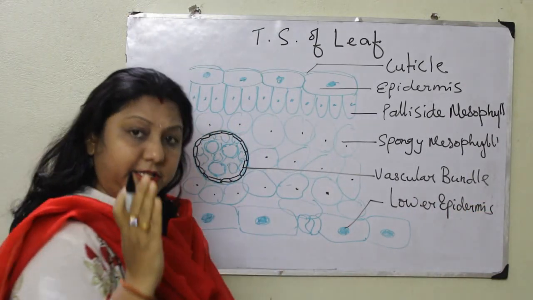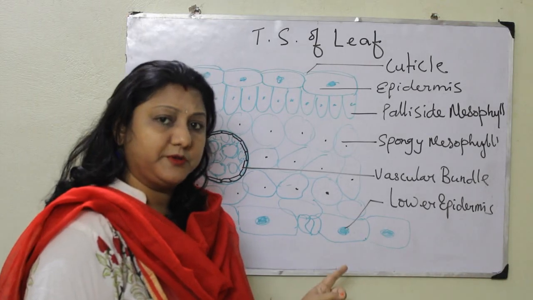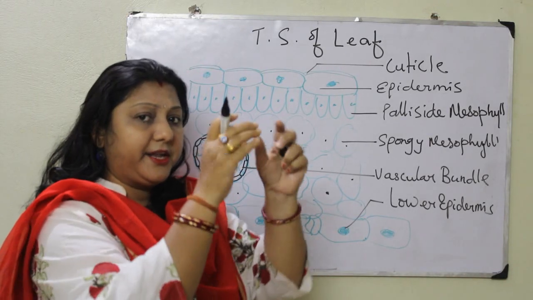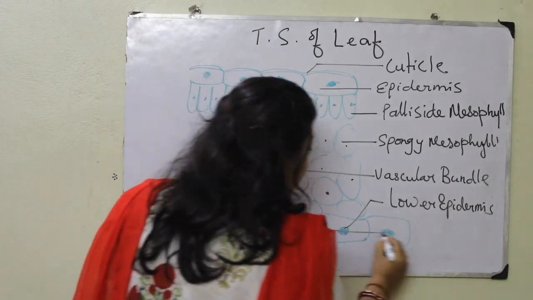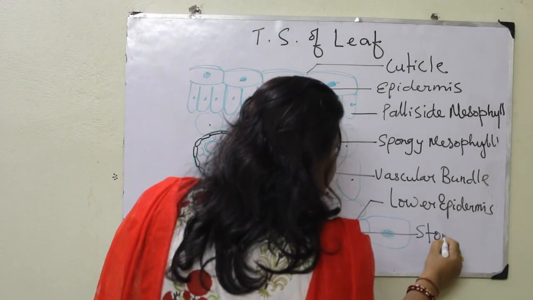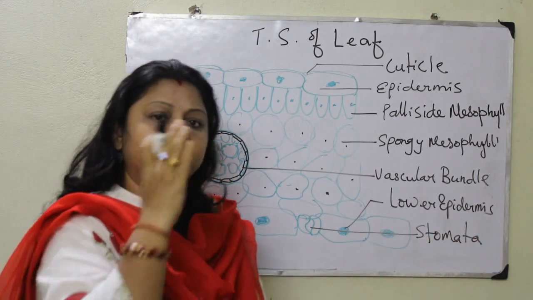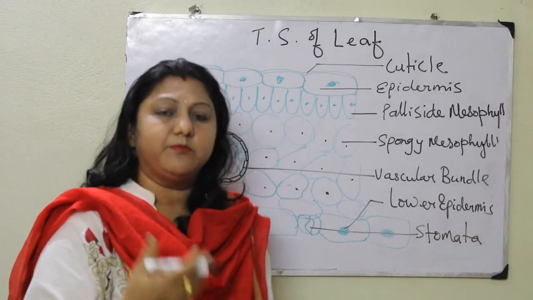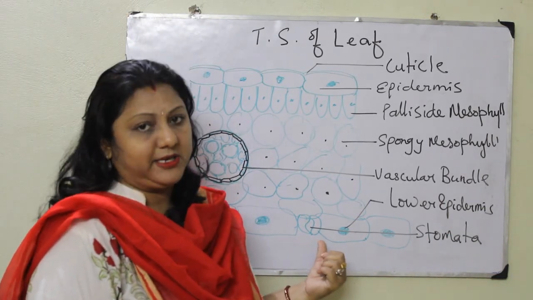and in the lower epidermis there are tiny pores guarded by kidney bean shaped cells, and that structure is called stomata. Stomata are present in both the epidermis, upper and lower, but more numbers are found in the lower epidermis.